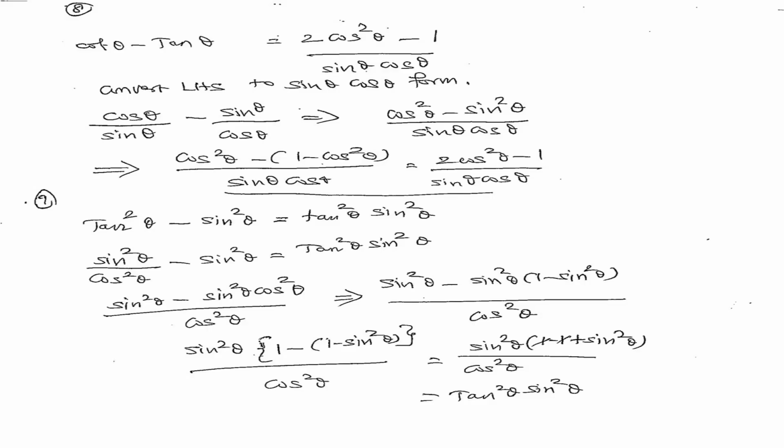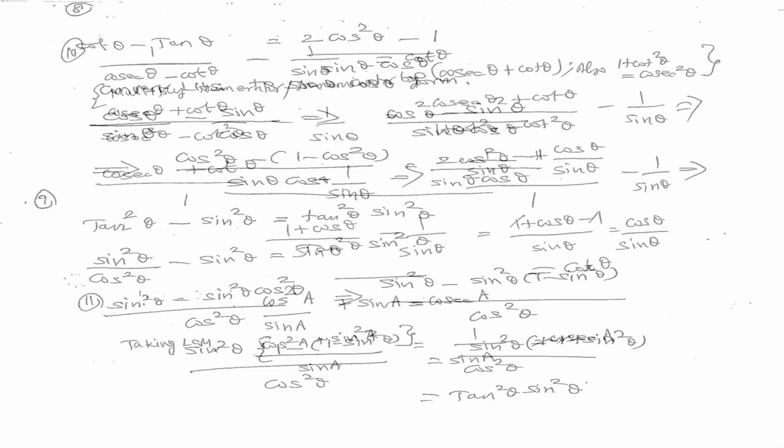Therefore, sin squared theta, if you take as common factor, then sin squared theta within bracket 1 minus sin squared theta you get. Therefore, in the numerator, sin squared theta into 1 minus 1 plus sin squared theta, cancels 1. Therefore, sin squared theta into sin squared theta by cos squared theta we get. Sin squared theta by cos squared theta becomes tan squared theta. Sin squared theta remains the same. Therefore, it is tan squared theta sin squared theta.